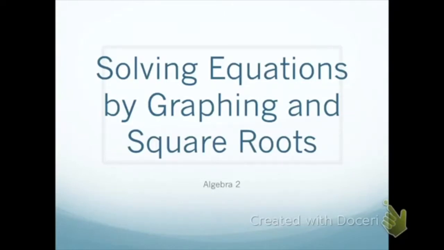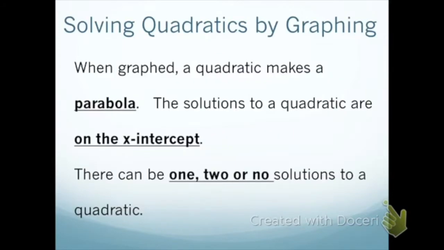Solving equations by graphing and square roots. Okay, so we're going to first talk about graphing quadratics. When graphed, a quadratic makes a parabola, that's a U-shaped graph, and the solutions to a quadratic when graphed are the x-intercepts. You could have 1, 2, or no solutions to a quadratic.